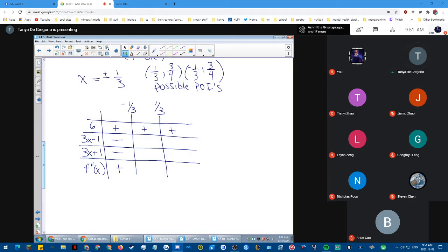We're positive. Okay, what about 0? If I sub in 0, what happens? Negative. Positive. Excellent. And so we're concave down. So now I know I have a point of inflection at negative 1/3. And over here, if I sub in 1, both positive, and I have another point of inflection. So we have 2 points of inflection.